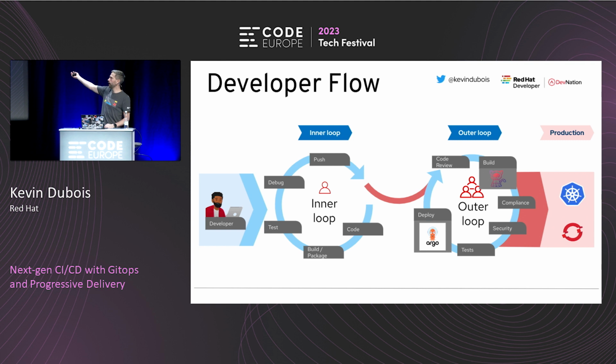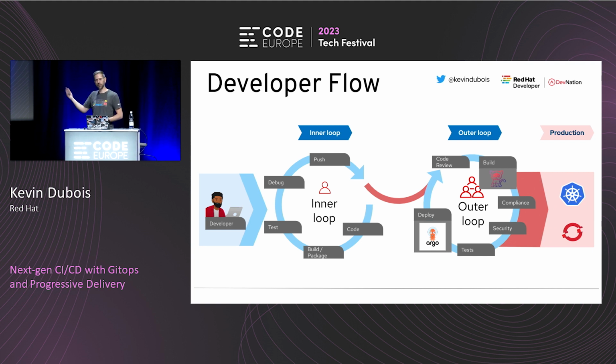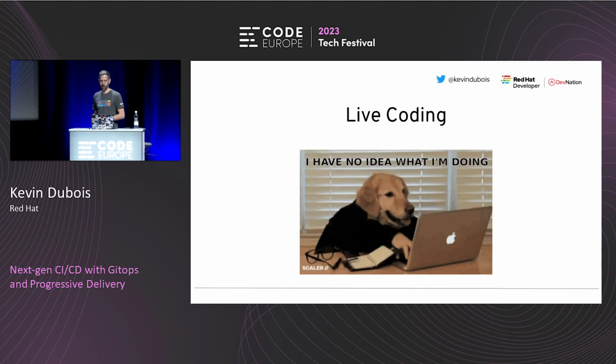So if we follow this kind of outer loop cycle, first of all, we need to have enough confidence in our CI, in our continuous integration cycle. So let's make sure that we have our testing and all that. And then in terms of deployment, instead of relying on manual processes, let's rely on a more automated system where we can actually have more confidence.